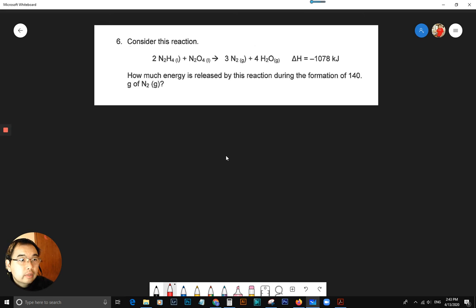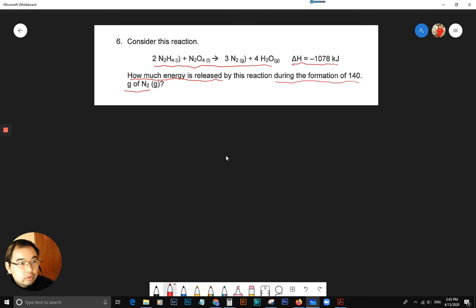Okay, so let's look at this question. We already have this equation, and this equation has the associated enthalpy or heat, which is negative 1078 kilojoules. The question is asking how much energy is released by this reaction during the formation of that much gram of the nitrogen gas.